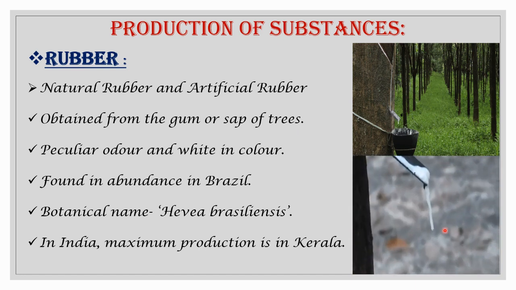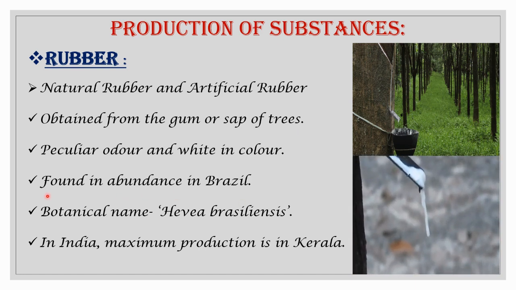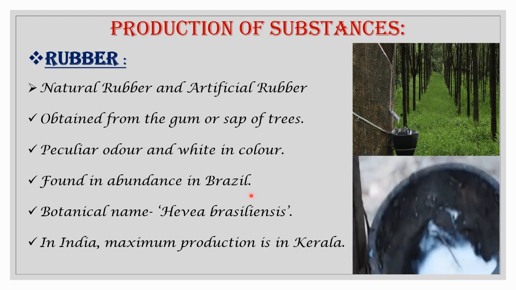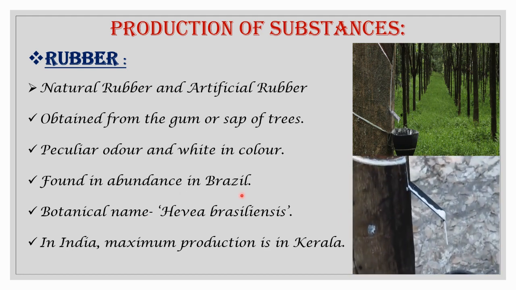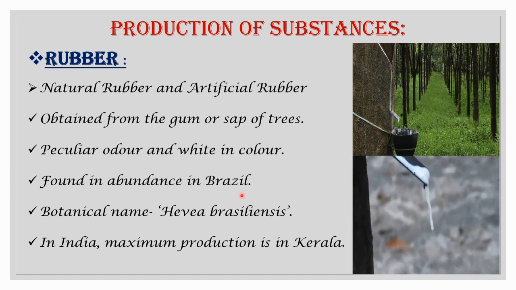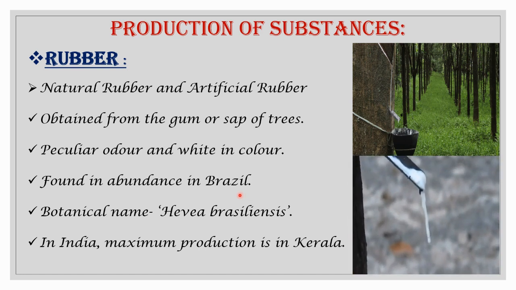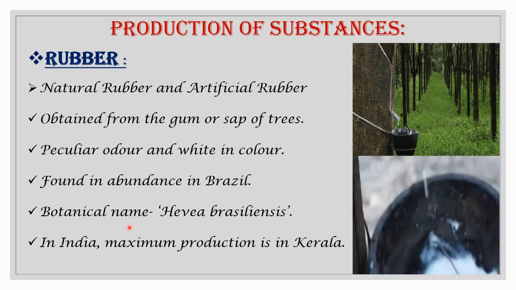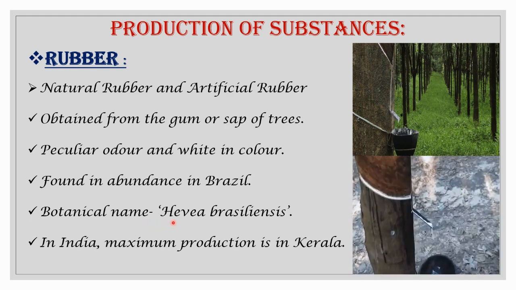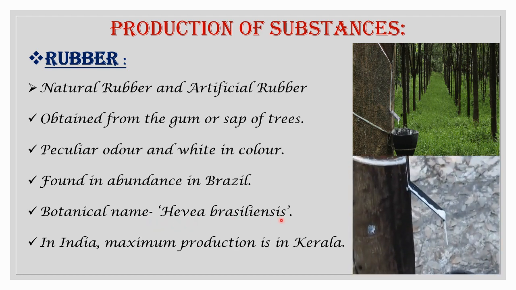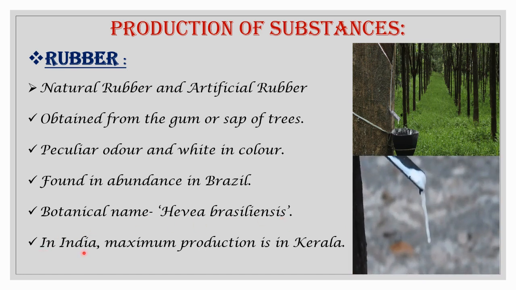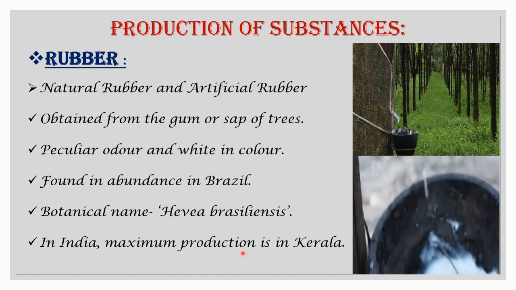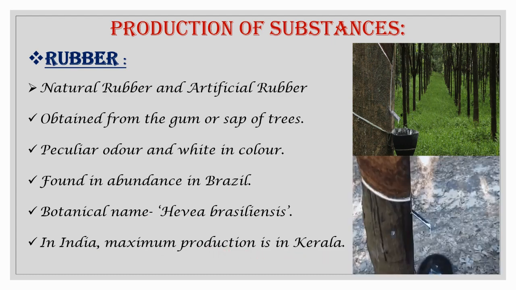Now rubber trees are found in abundance in Brazil. Later, these trees were planted in other countries too. And students, the botanical name of this tree is Hevea brasiliensis. And in India, the maximum production of rubber is in Kerala.